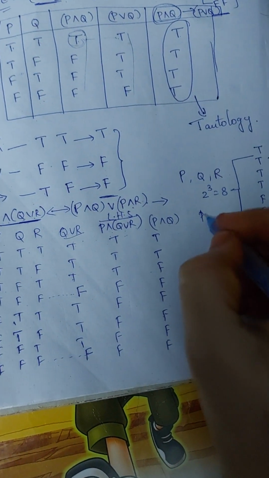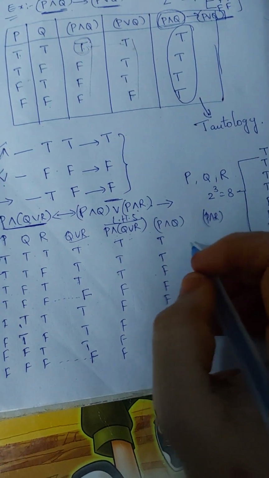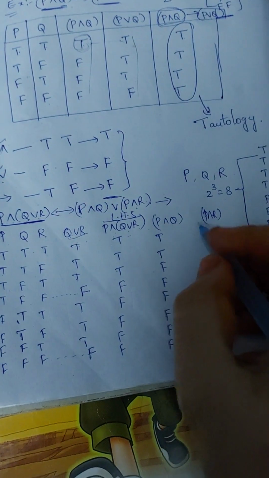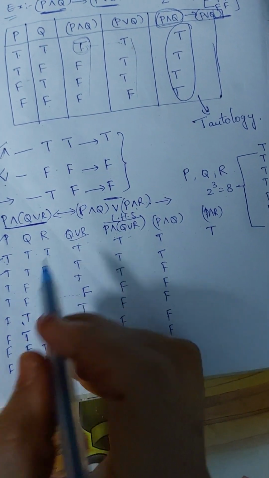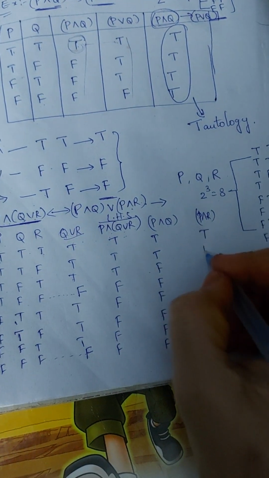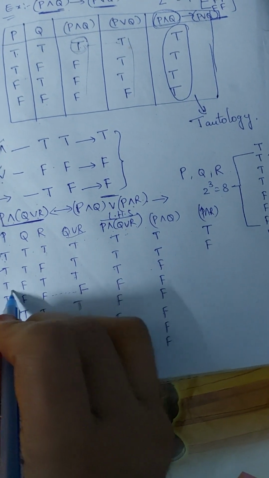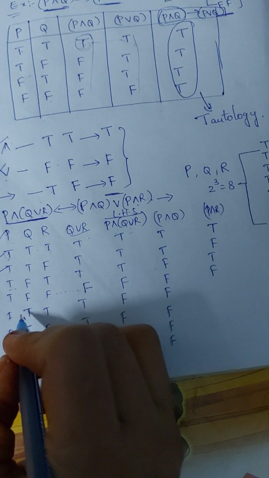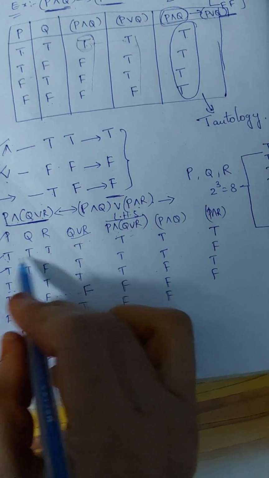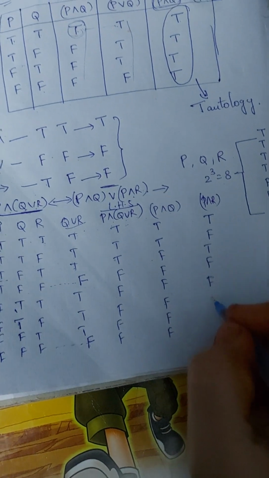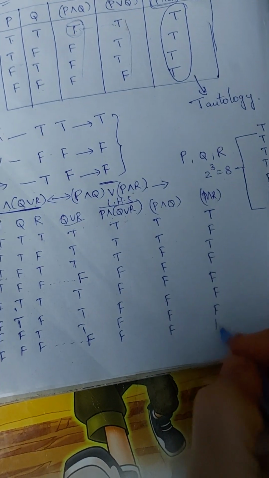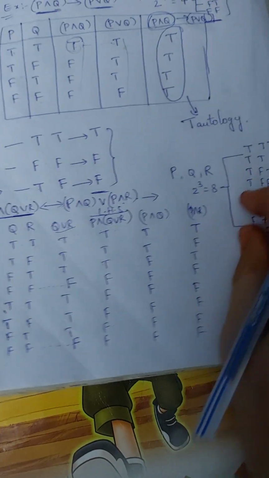And in a similar way, P and R. What is meant by P and R? In the first row, P value is true, R value is true. The second row is not true. In the third row both are true. The fourth row is not true. And remaining, no other true rows are there, so simply all are false.